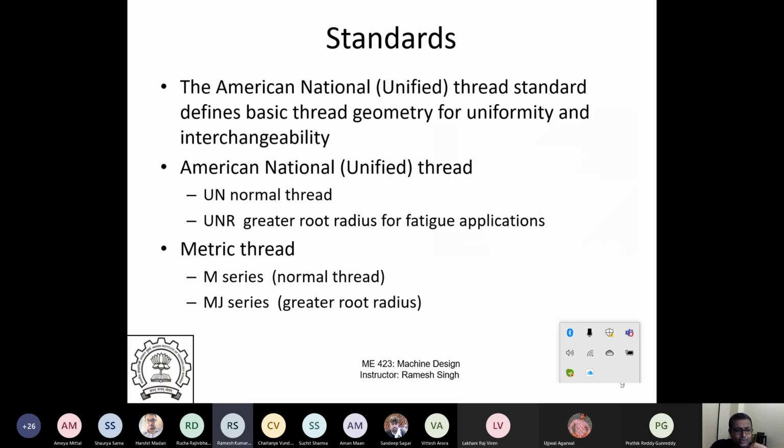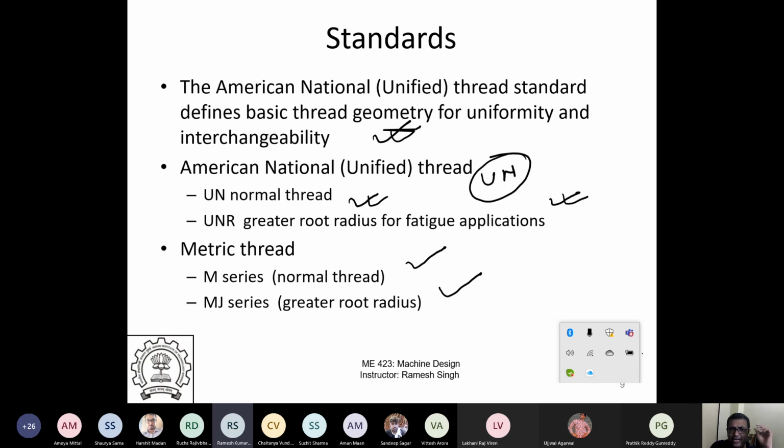Now there are two basic standards that I told about. One is called American National Unified Thread. These are called UN. So the bolts will have UN ratings. The American National Unified Thread Standard defines basic thread geometry for uniformity and interchangeability. That is called UN. The thread will have UN, and UNR for greater root radius. So here you will have larger fatigue life. If you have fatigue, then you make the edge radius larger. And then there is metric thread, which is M series. So UN is all American National, and M is the metric thread, and MJ is the greater root radius. So UNR and MJ are equivalent, and they're very close.